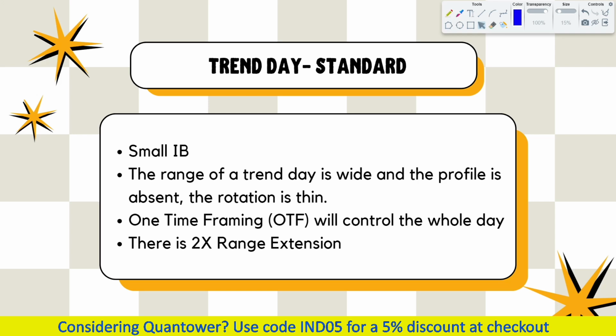Now coming to neutral day, also we don't see any range extensions, and here and there in some cases we see range extensions, but mostly not 1x or 2x, that sort of thing. But coming to trend days, we see almost 2x range extension, that is 200% of IB, right? So let me show you that on the quant tower.